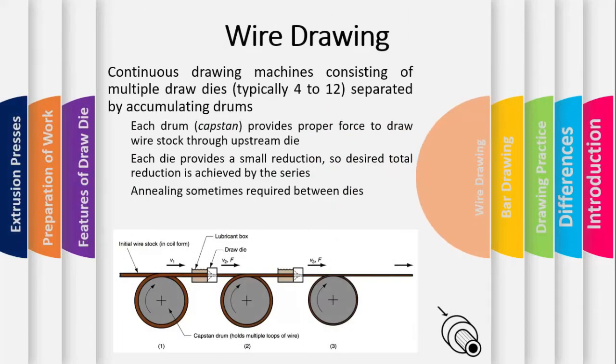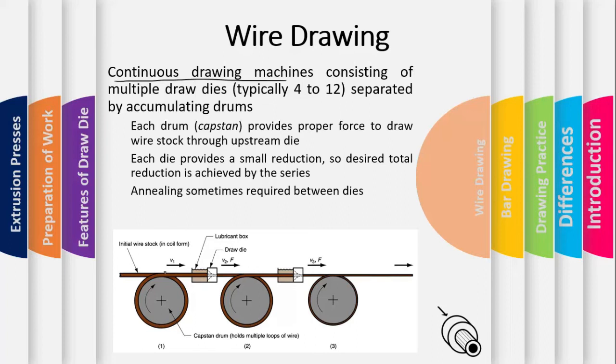If you see the wire drawing, it has a slight change. That was a single draft operation, only performed in a single go, while wire drawing is a continuous drawing operation, where we have a long stock of wire that is being continuously deformed in the drawing operation. So that is called continuous drawing. It is performed continuously, consisting of multiple draw dies. So we don't have a single die like in the case of bar drawing.